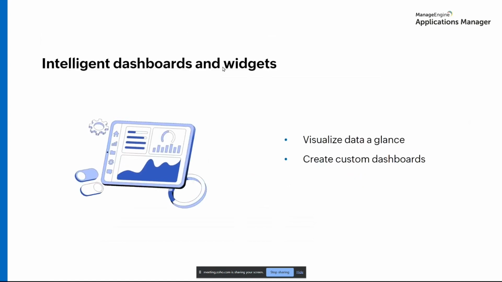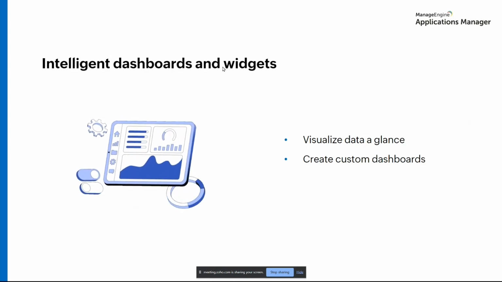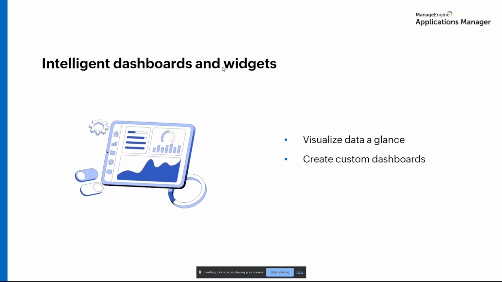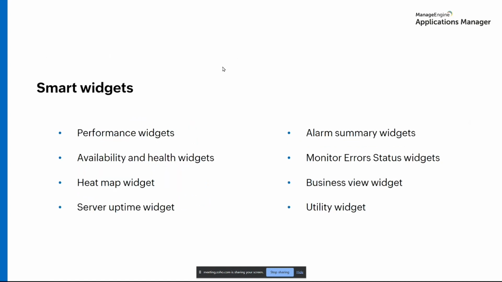Now, apart from providing reports, Applications Manager also comes with intelligent dashboards and widgets. These will help you visualize data at a glance. You'll also be able to create custom dashboards based on your requirements. Apart from that, Applications Manager also provides several smart widgets, including performance widgets, alarm summary widgets, availability and health, monitor error status, business view widget, heat map widget, server uptime widget, utility widget, and more. Now let's switch to the UI to see how this works.